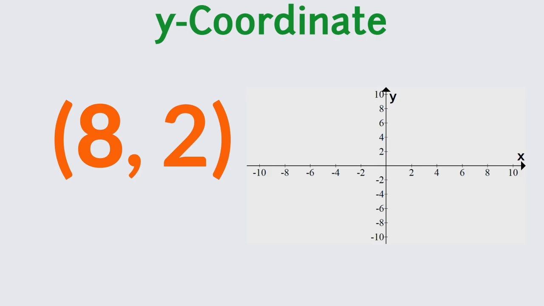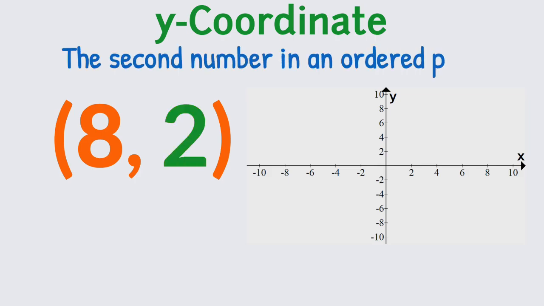Y-coordinate. The second number in an ordered pair. It tells you how far to move up or down from the origin along the y-axis. Think of the y-coordinate as your north-south address, telling you how far up or down to go.